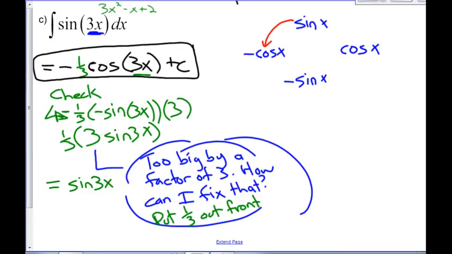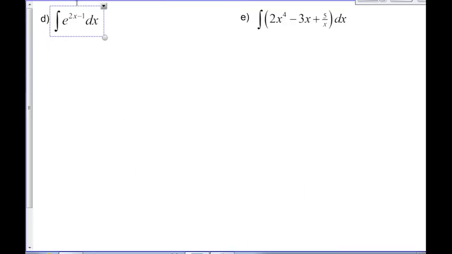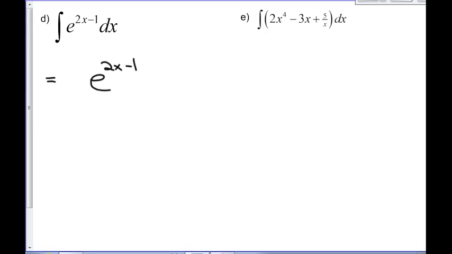Let's try another similar one. We've got e to the 2x minus 1. So again, I'm going to guess that, well, e to the x integrates to e to the x plus c. So this is going to be e to the 2x minus 1 plus c. I'm not that confident, so I'm going to write a question mark. I'm going to make sure I get rid of that question mark before my teacher sees it.